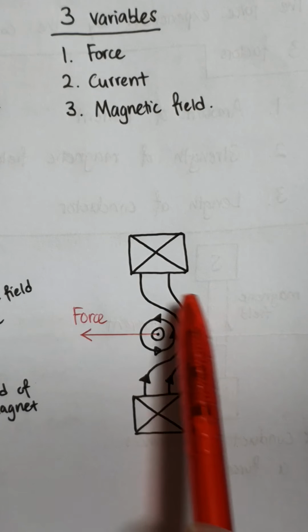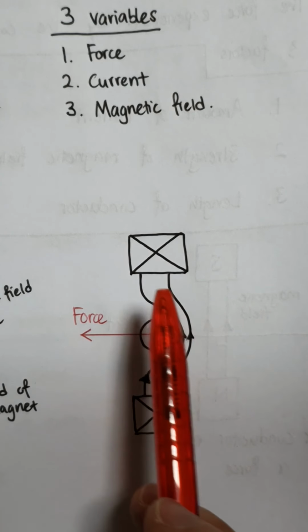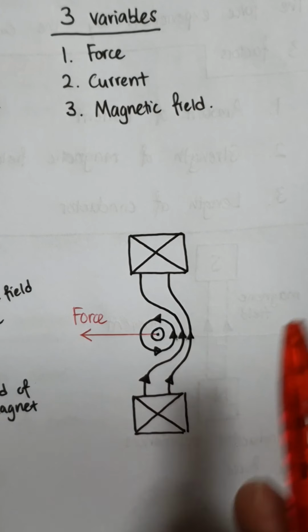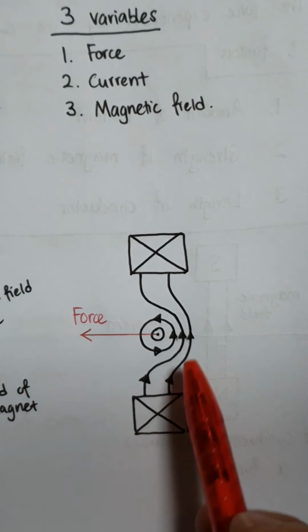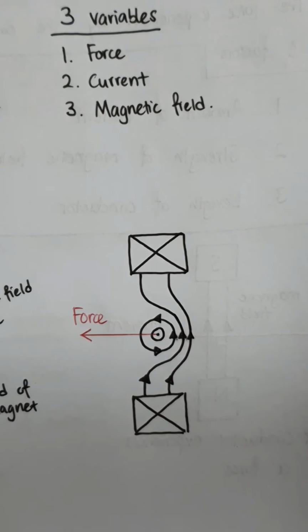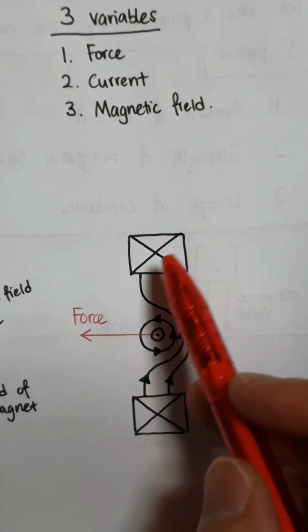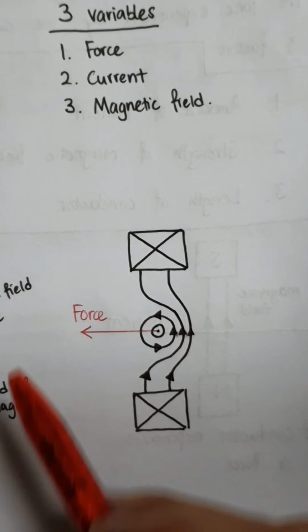When it bends like that, the magnetic field lines will always want to straighten themselves. As they straighten themselves, it's like a slingshot. Basically, this area wants to straighten, so it pushes the wire out.